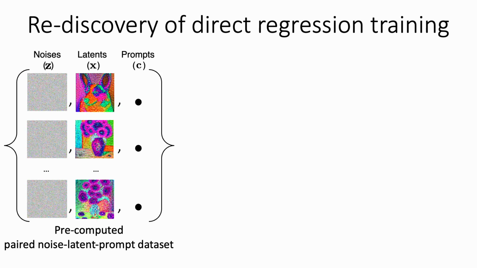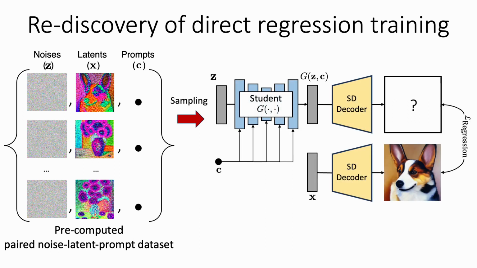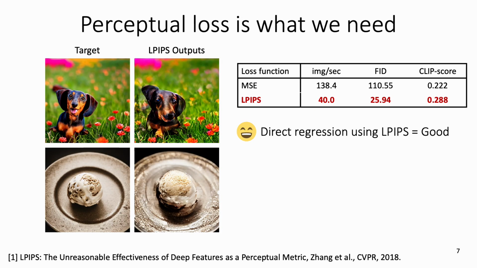In this case, the pre-generated dataset includes noise, corresponding latent, and text prompts. Similar to Luhman et al.'s approach, we train the student model using regression loss. However, a key distinction in our method is the type of regression loss. Through empirical observation, we found that perceptual loss is actually very crucial for efficient distillation training. Here are some results. We found that using perceptual loss, especially LPIPS, significantly improved the one-step distillation performance. Using mean square error, the FID score was over 100, but after switching to LPIPS for regression training, the model generated much higher quality images.